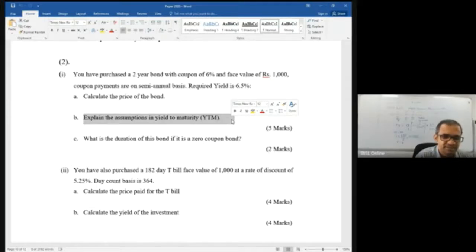To do that, there should be another assumption: that the yield curve remains flat for each maturity. That's why we will be able to reinvest cash flow for a 1 year period at the same rate. Even the coupon before the last, for 6 months, is still at 6.5. So we assume the yield curve remains flat during the period. Those are the 3 assumptions in the YTM.